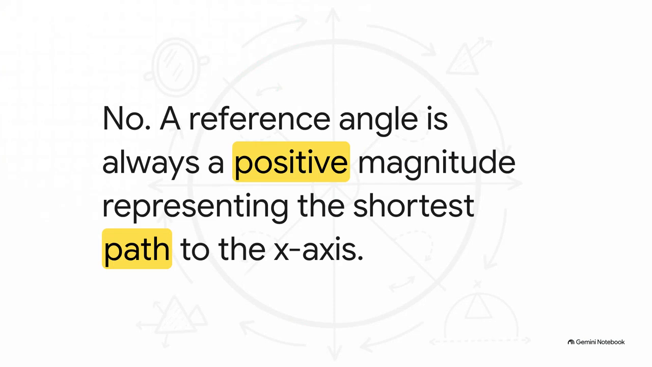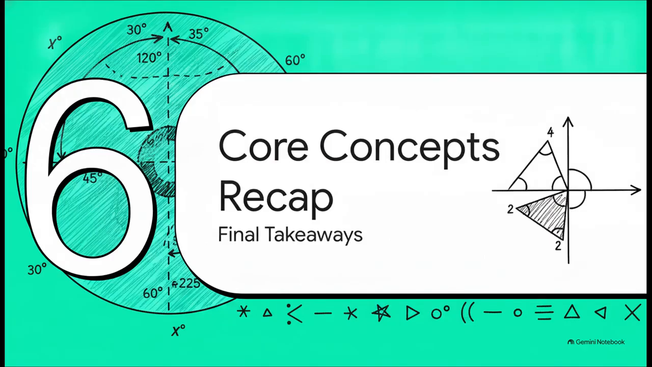Because a reference angle represents a physical magnitude, or the angular distance from the terminal side to the x-axis, it strictly has to be a positive value between 0 and 90 degrees. Even if your original angle is negative, your reference angle, that shortest path to the x-axis, is always just a positive distance. And finally, section 6, the core concepts recap, final takeaways.